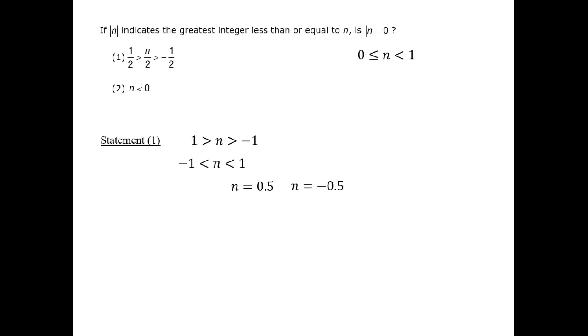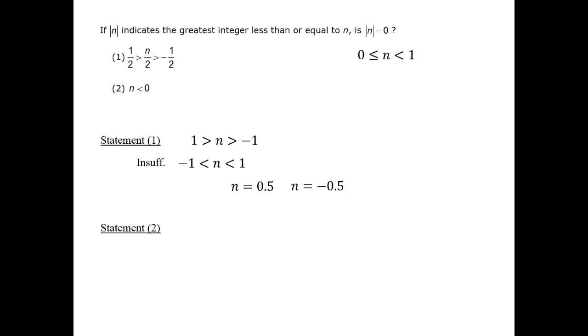In another possible case, n is -0.5. That's allowed by data statement 1, but in this case, the answer to our question is no. Therefore, we have insufficient information to answer the question definitively. Statement 1 is insufficient. Statement 2 tells us that n is negative.